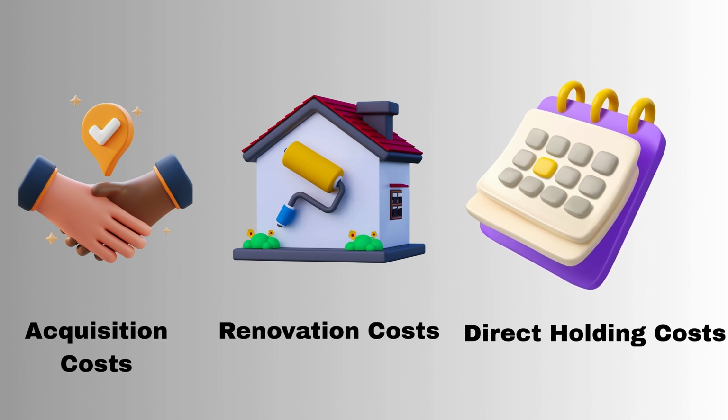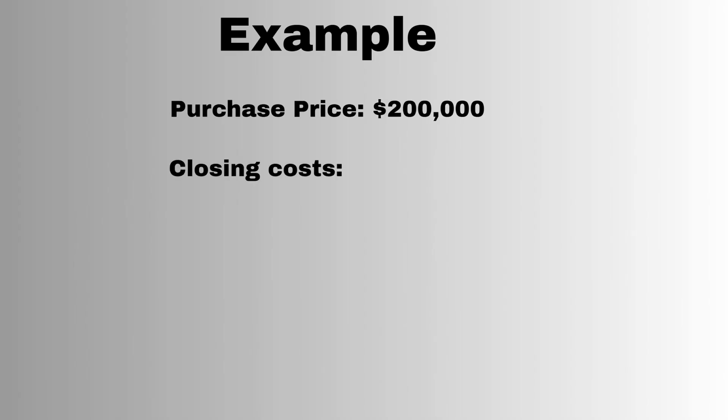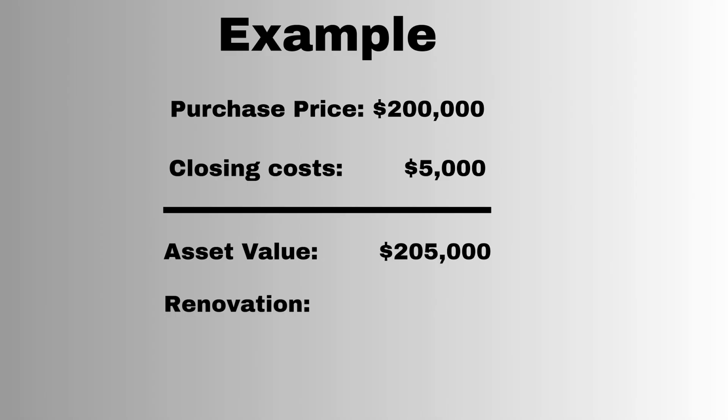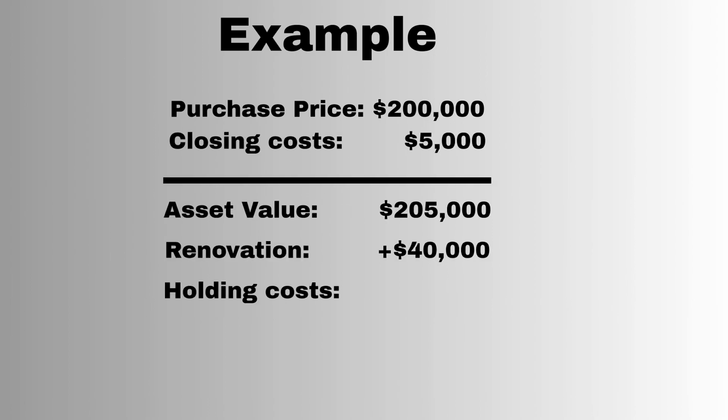Let's walk through a full example. Imagine a flipper buys a house. First, they purchase the property for $200,000 and pay $5,000 in closing costs. On their balance sheet, a new asset called property inventory now appears with a value of $205,000. Next, they renovate. They spend $40,000 on materials and subcontractors. They also pay $5,000 in property taxes and insurance during the 4-month renovation.